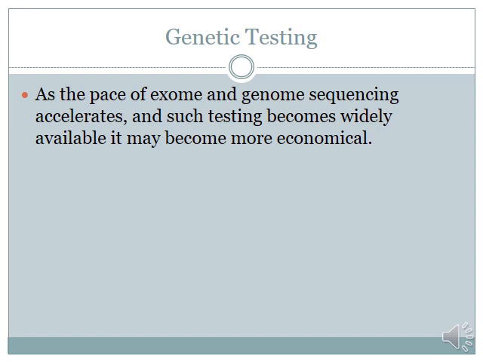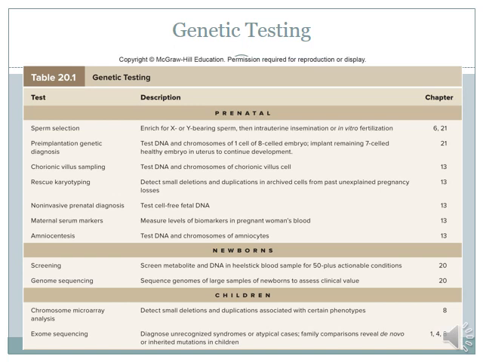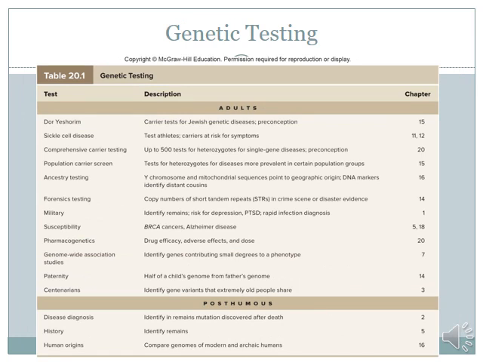If we look at the next charts, we're going to be able to see some of the tests that we look at. And if we look at them as far as a developmental time frame, we can see that these tests are at different periods of individuals' lives. This first slide shows tests that are given during the prenatal period, the newborn period, as well as in children. The examples on this slide are for tests for adults, as well as those tests that are given post-humerus.